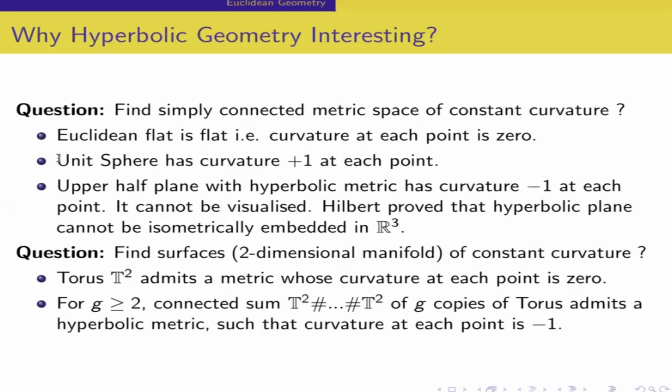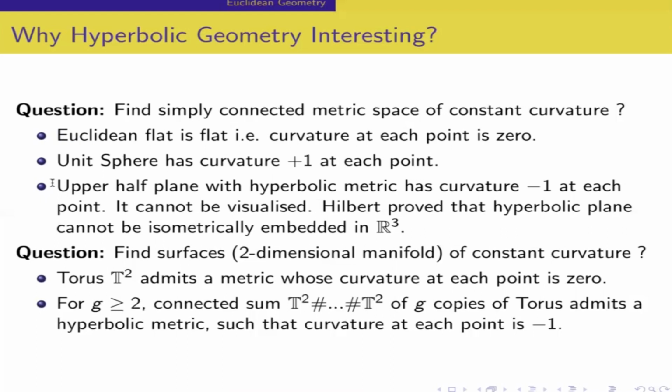Okay, so now what about this hyperbolic plane? Hyperbolic plane, again, means the upper half plane with hyperbolic metric. This is a little bit difficult task. One can prove that it has curvature -1 at each point. So this cannot be visualized. Again, whenever I say that it cannot be visualized, I have to make sense of it.